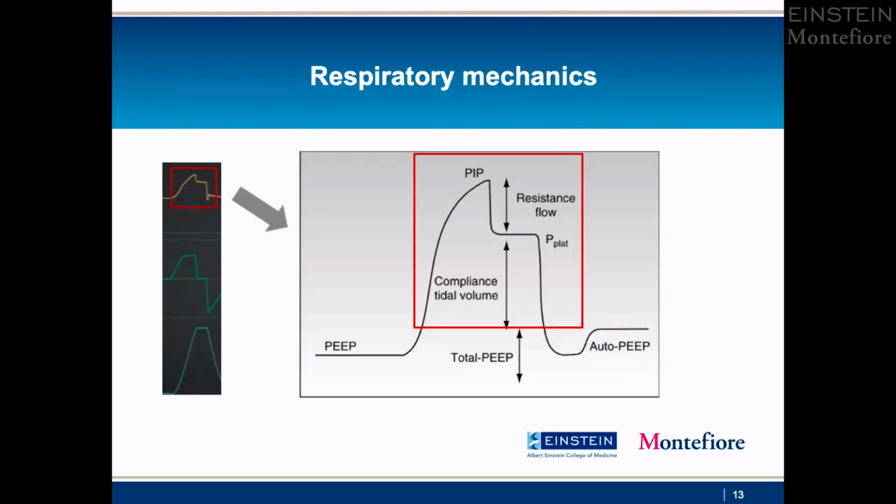This is the pressure waveform during inspiration in volume preset modes. It shows us the various pressures that constitute the peak inspiratory pressure. Again, the peak inspiratory pressure is the pressure measured at the end of a breath delivery or inspiration. Plateau pressure, which you see here, is the pressure measured after a breath hold of 1 second. It's a measure of lung compliance. Now, the difference between the peak inspiratory pressure and the plateau pressure is the pressure required to overcome airway resistance.